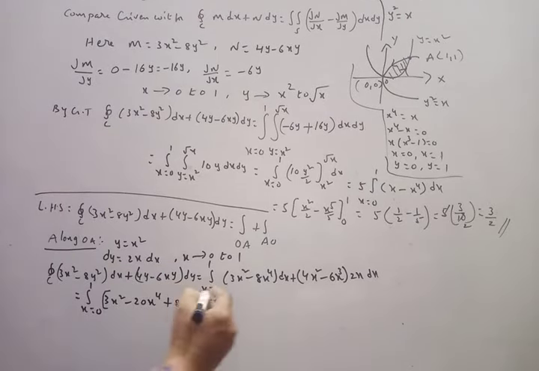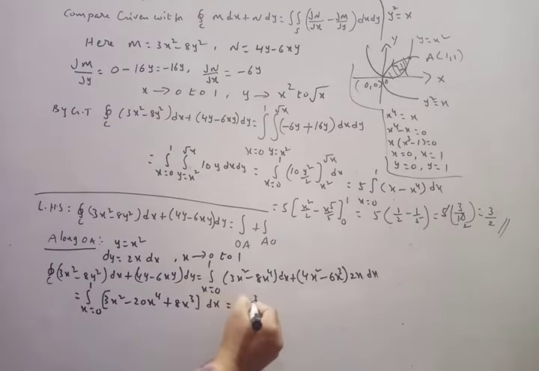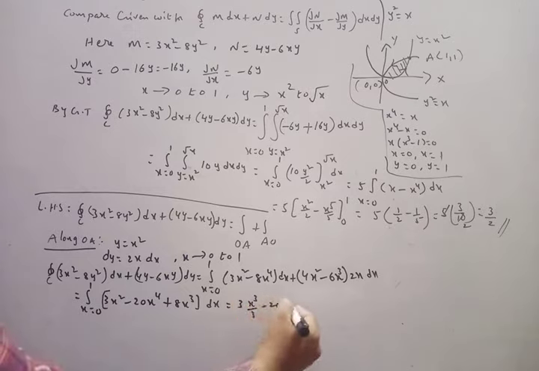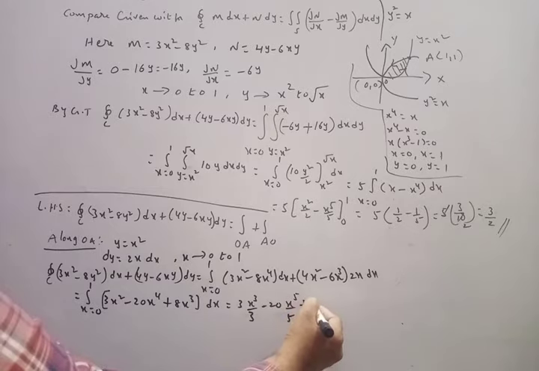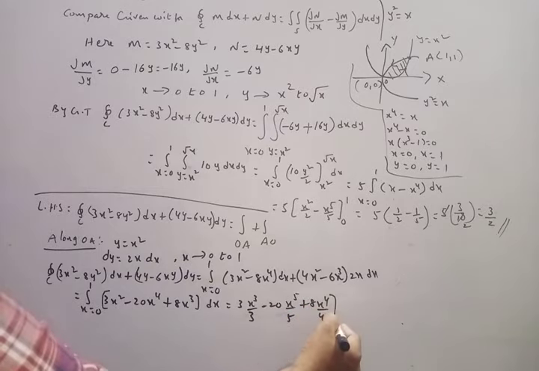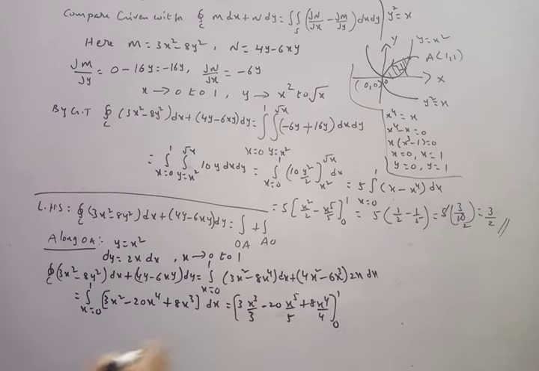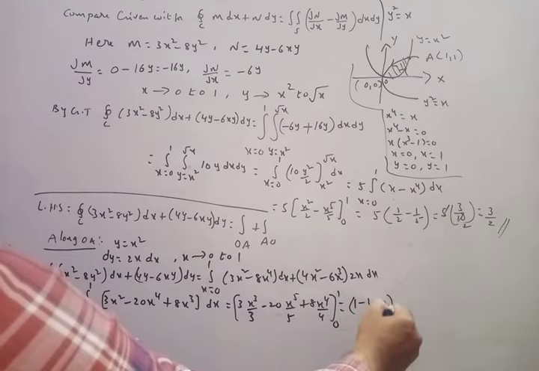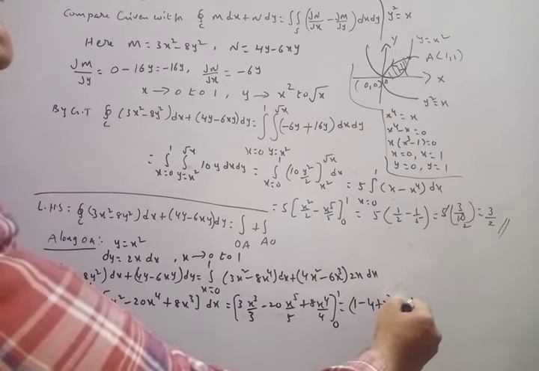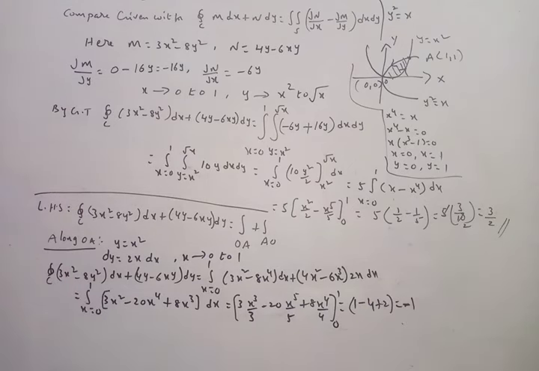Now if I integrate over here, 3 into x square is x cube by 3, minus 20x power 5 by 5, plus 8x power 4 by 4. Limits are 0 to 1. So 3 gets cancelled. If I substitute upper limit 1, what I get here? 3 cancels 1, 5 4 is a 4, 2 2 is a 2. So that means I am getting minus 1. So this is one side value, minus 1.